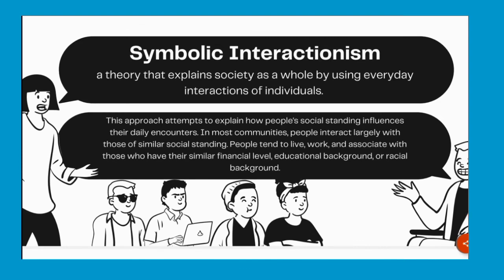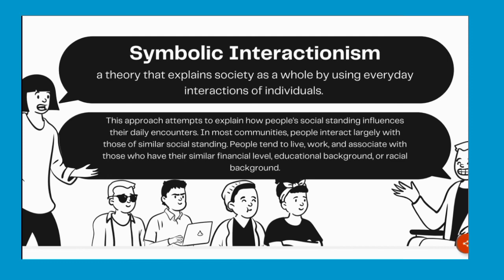Symbolic interactionism. It is a theory that explains society as a whole by using everyday interactions of individuals. This approach attempts to explain how people's social standing influences their daily encounters. In most communities or societies, people interact largely with those of similar social standings. For example, if they are rich, they will interact only with those on their level. People tend to live, work, and associate with those who have a similar financial level, educational background, and racial background.